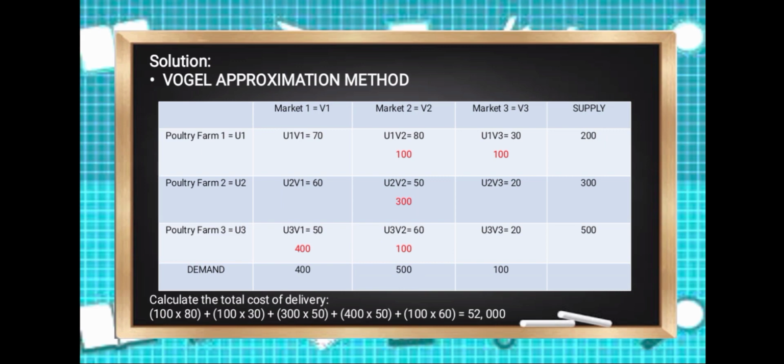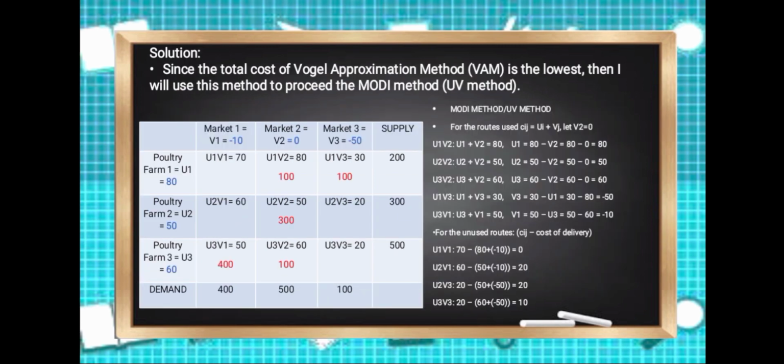So 100 times 80 plus 100 times 30 plus 300 times 50 plus 400 times 50 plus 100 times 60, which is the total cost of 52,000. As we observe, the Northwest Corner method has a total cost of 57,000, the Least Cost method is 54,000, and the Vogel Approximation Method is 52,000. Since the total cost of the Vogel Approximation Method, or VAM, is the lowest, I will use this method to proceed to the MODI method, or UV method.